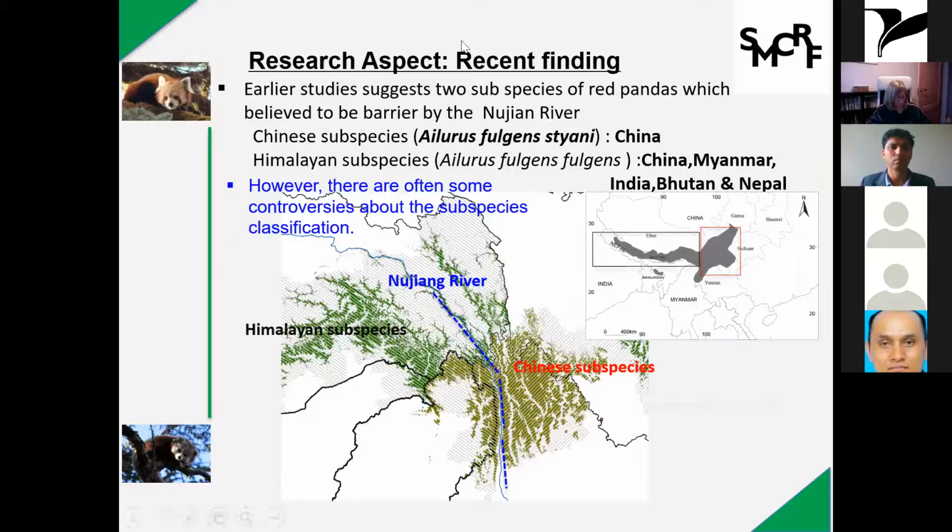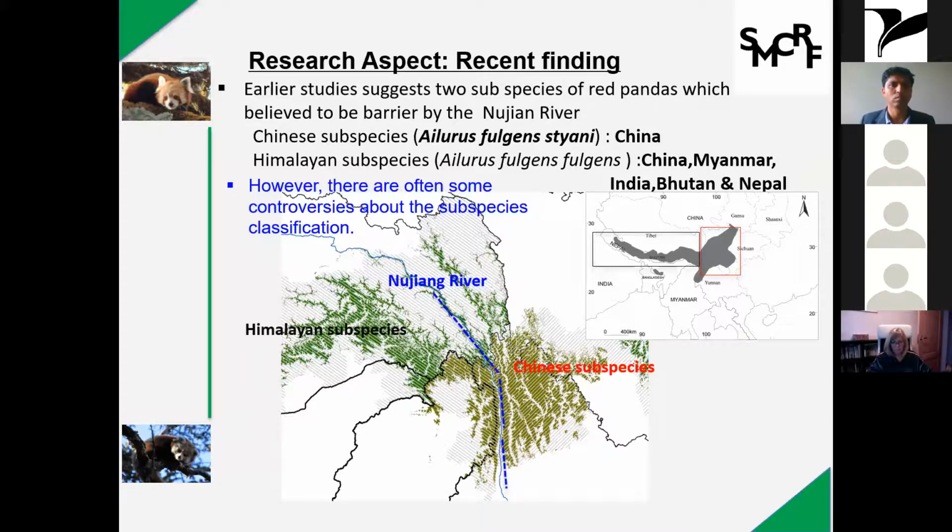We have recent findings for the red panda. We did some work on these findings. Previously, this species was suggested as two subspecies of red panda, which should be separated by a barrier, a river, that is the Lujian River that lies in China. At that time, they were described as the Chinese subspecies and the Himalayan subspecies. However, there is very little information to distinguish them as two separate species. Then there is some question to solve this problem.